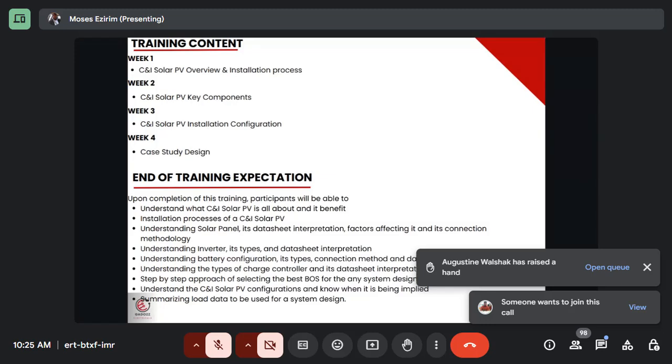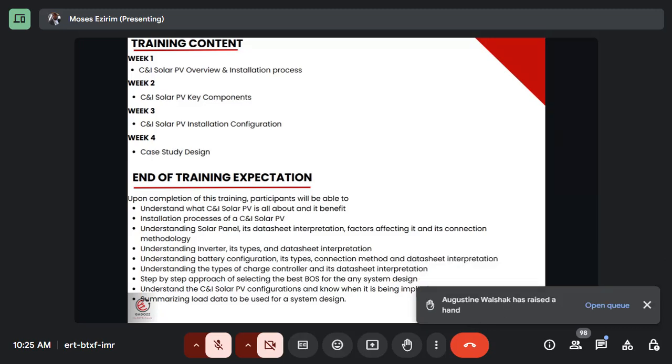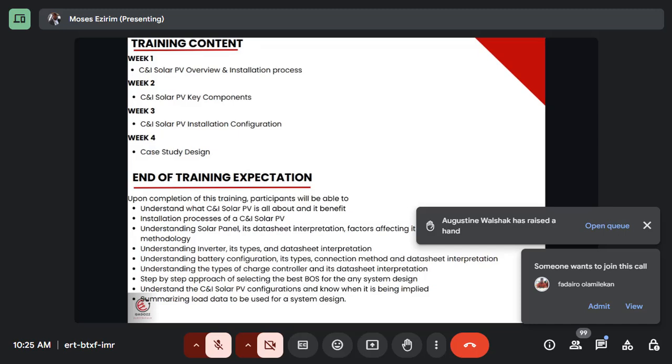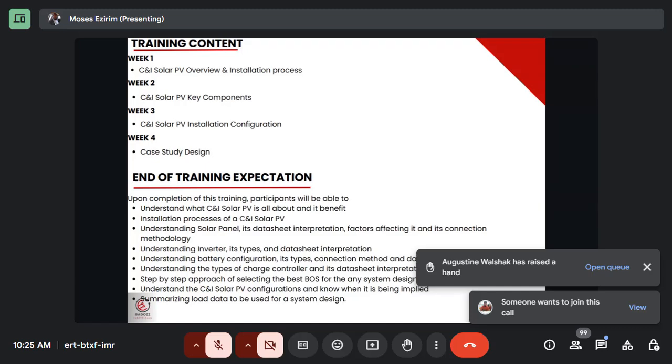Then we see the step-by-step approach in selecting the BOS. I'm sure you should know what BOS is. That's balance of system. You can either call it BOS, which is balance of system, or BOP, which is balance of plant. So when you talk of balance of system, I'm talking about the circuit breaker, the cables, the surge protector, the AC and DC combiner. Those are the BOS. So we're going to be looking at each of them.